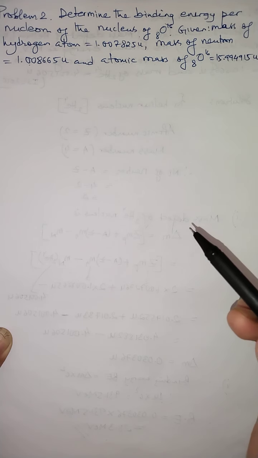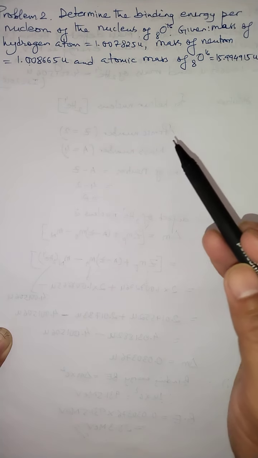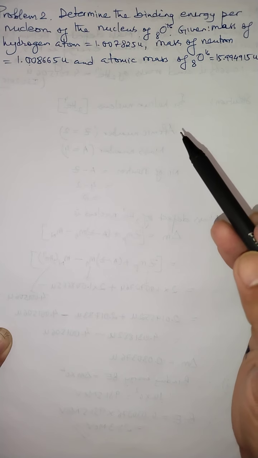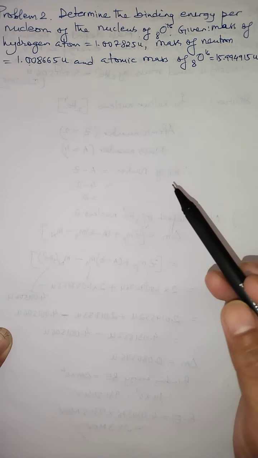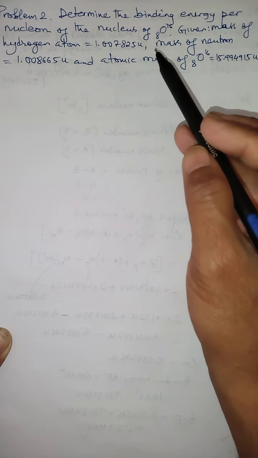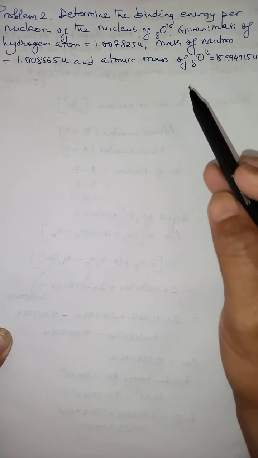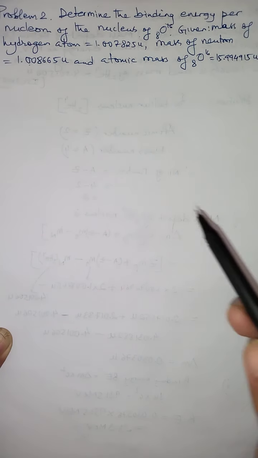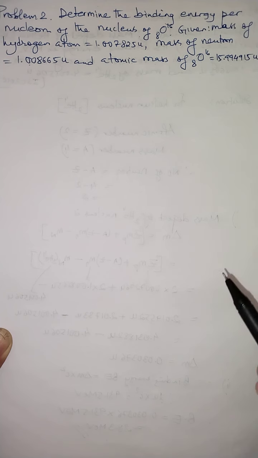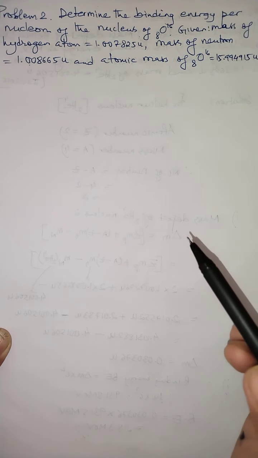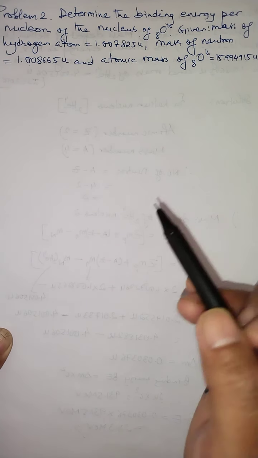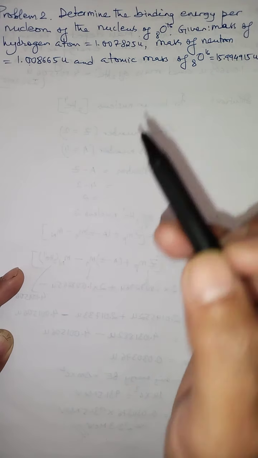So in order to calculate the binding energy per nucleon, first of all we calculate the binding energy of this oxygen nucleus. But we calculate this binding energy in terms of what? The atomic mass, because the mass of the oxygen nucleus is not given. What is known is the atomic mass. That's why there is another formula that we can use for measuring the binding energy of this nucleus using atomic mass.